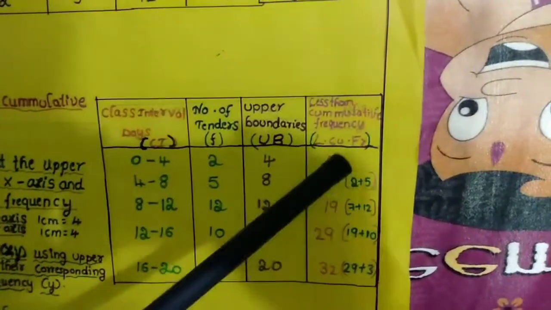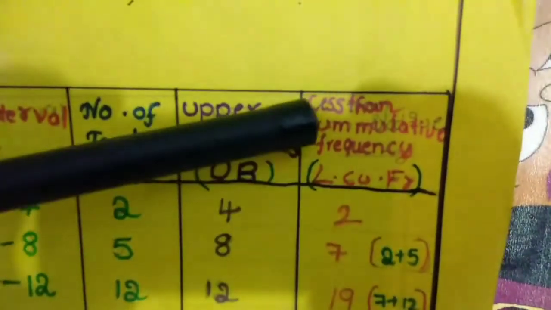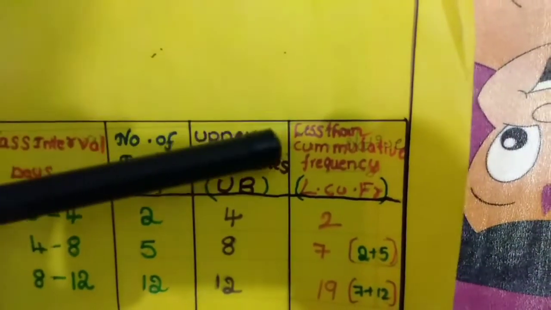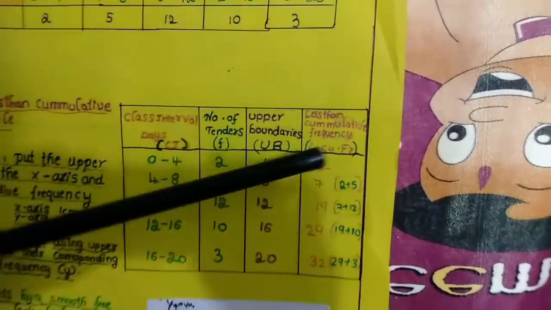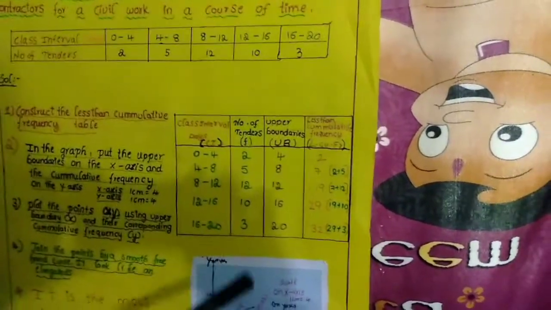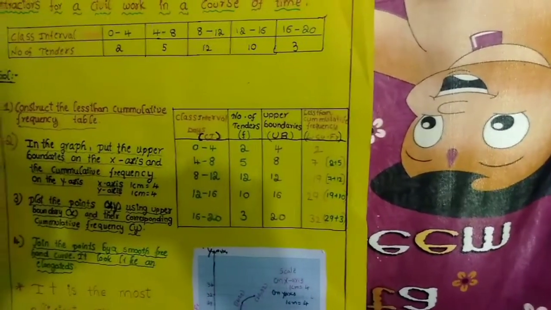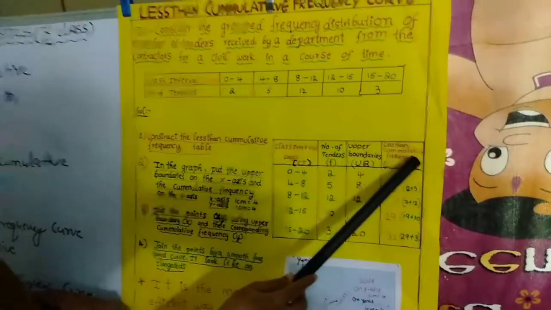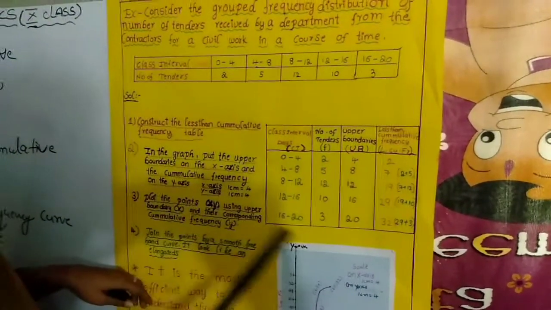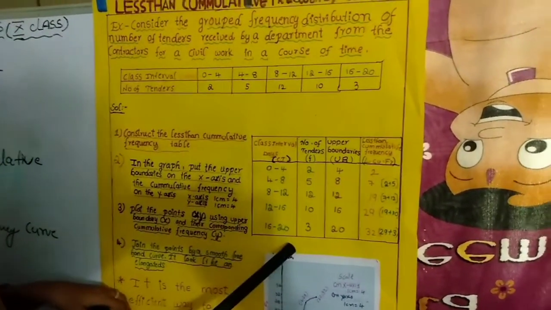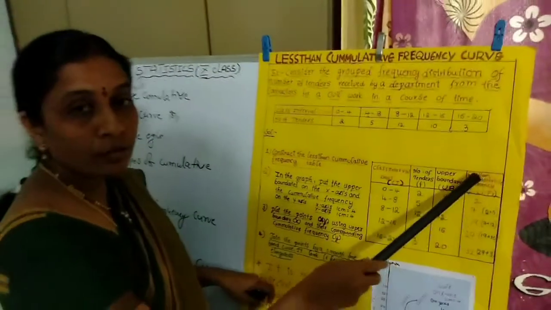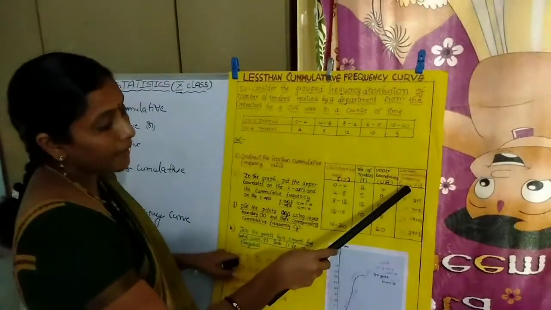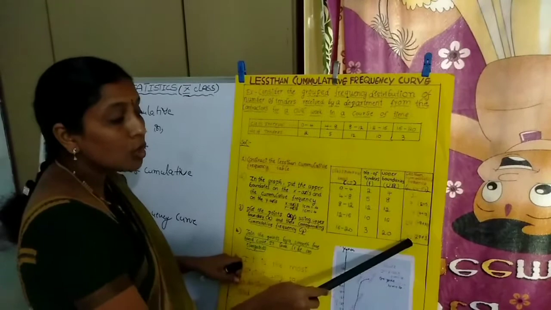After that, the very important column is to find the cumulative frequency of each class interval. Which type of cumulative frequency? Less than type cumulative frequency. We can construct the less than cumulative frequency table based on the given frequencies. In less than cumulative frequency, the frequencies are added from top to bottom.